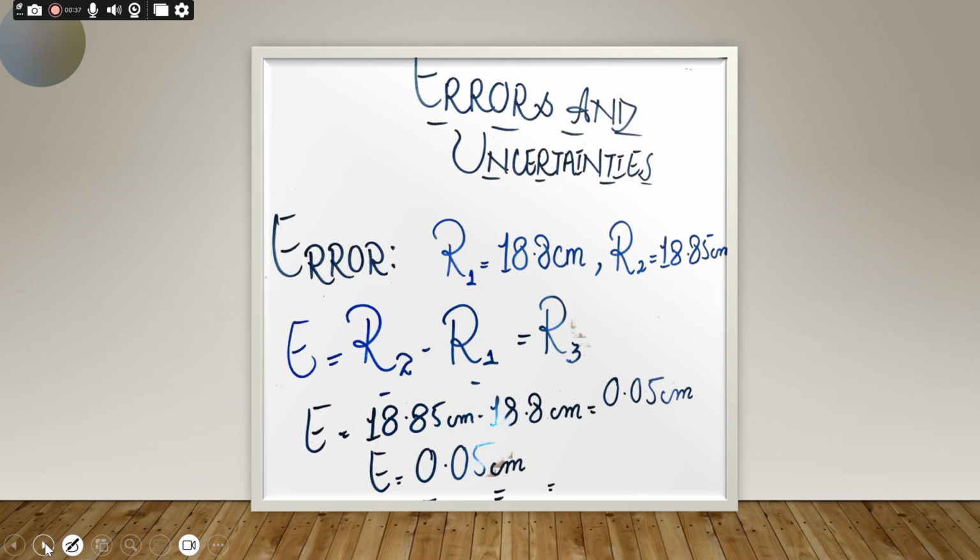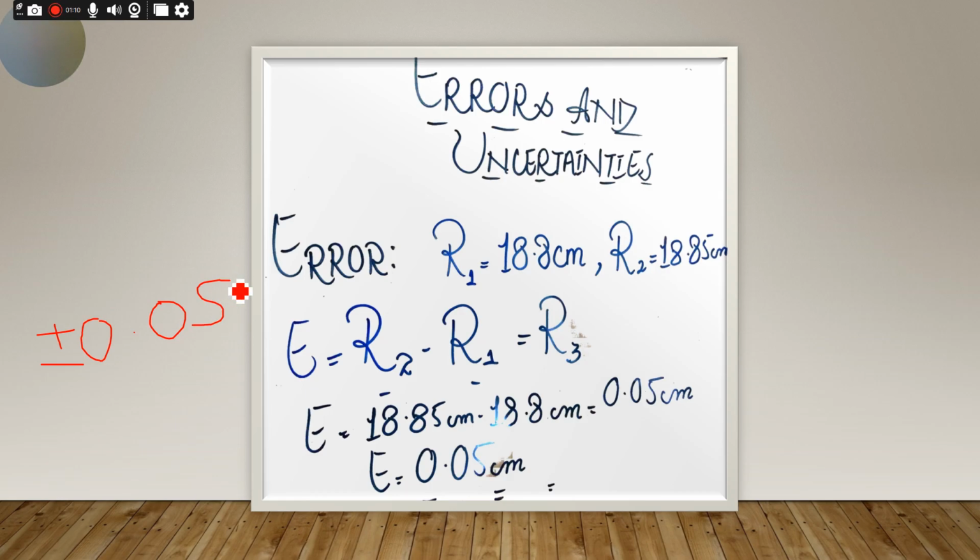The difference between these two values is what we call the error. So in this step we are doing the subtraction: 18.85 centimeter minus 18.8 centimeter, and we get 0.05 centimeter. This is our error, and sometimes we write it like this: plus minus 0.05 centimeter.